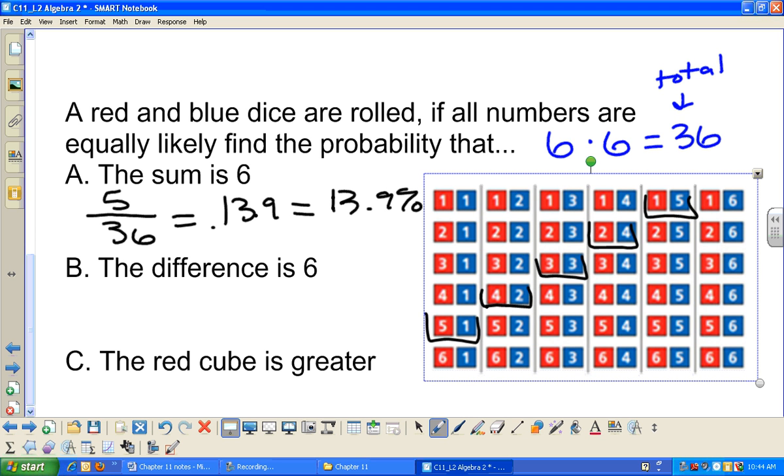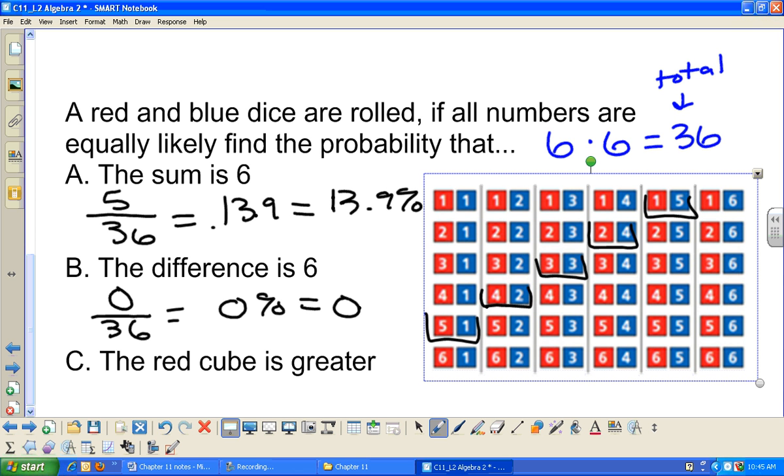Now I want to find out the probability that the difference is 6. 36 goes on the bottom of my fraction. And when I talk about difference, it means subtracting the 2 numbers. The only way that I could get 6, since my highest number on a die is 6, would be 6 minus 0. There's no combination over here that has 6 minus 0. So there are 0 possibilities that the difference is 6, which would be the same thing as 0% or just 0.